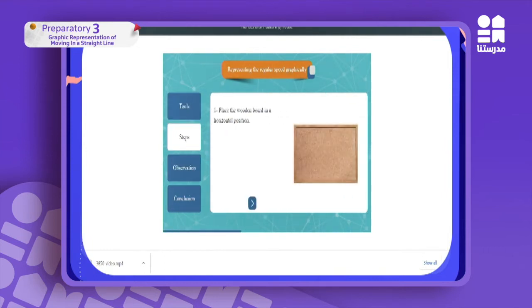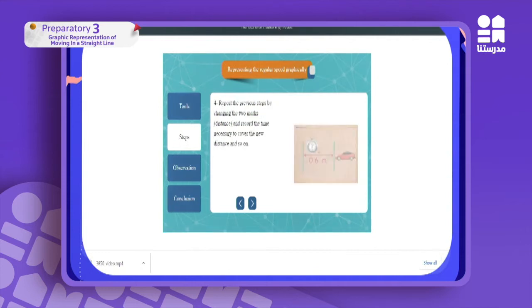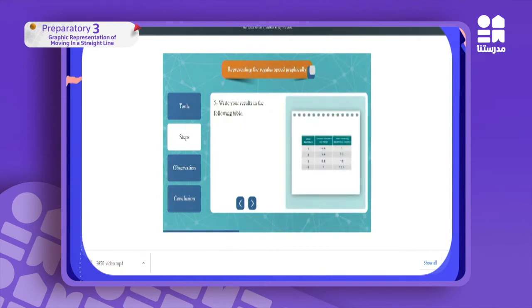First, place the wooden board in a horizontal position. Second, put 2 marks on the wooden board at known distances, as shown in the following figure. Third, operate the toy car and record the time necessary to cover this distance. Then, repeat the previous steps by changing the 2 marks that represent the distance and record the time necessary to cover the new distance. Now, write your results in the following table.